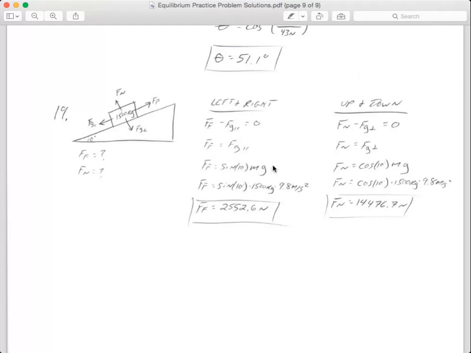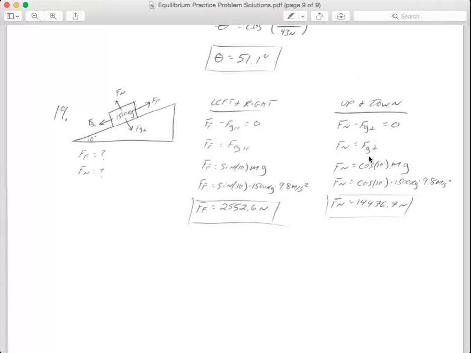My equation for gravity parallel is the sine of the angle, which is 10 degrees, times mg. I'm going to plug in my mass of 1,500 kilograms, my g of 9.8 meters per second squared, plug all this into my calculator, and I get 2,552.6 newtons for friction. Up and down, my upward force, normal force, minus my downward force of gravity perpendicular equals 0. So normal equals gravity perpendicular. Gravity perpendicular is the cosine of 10 degrees times mg.